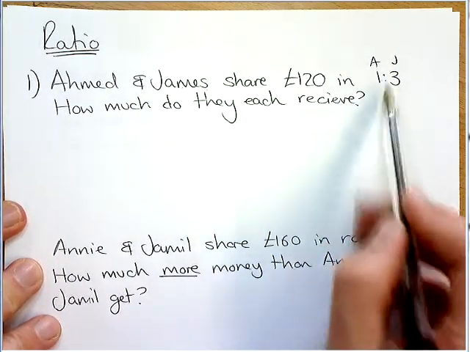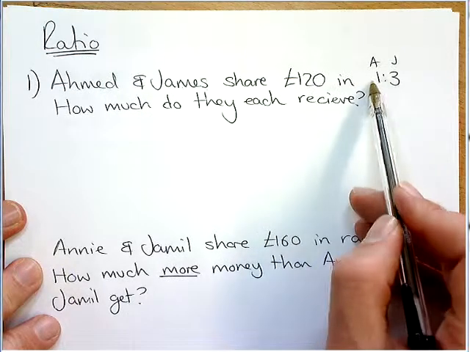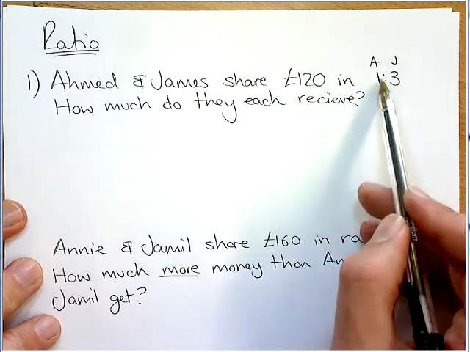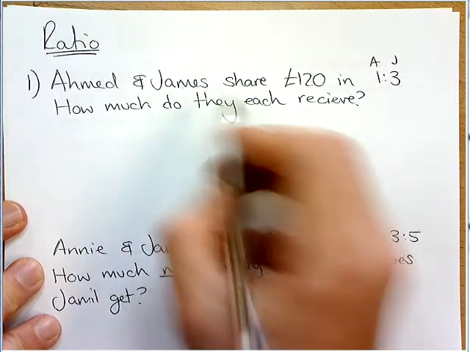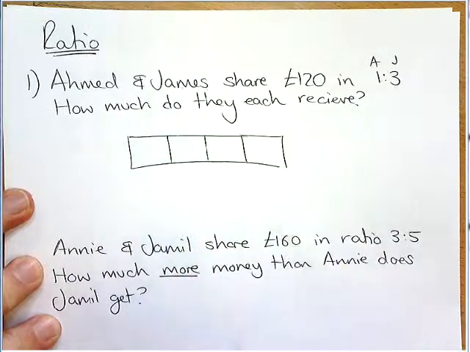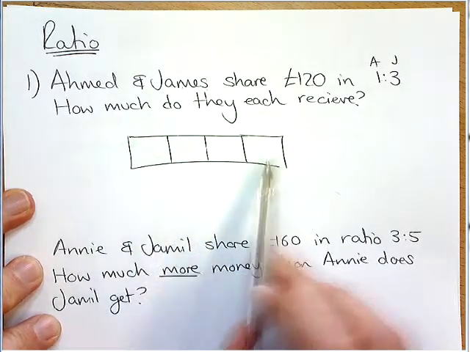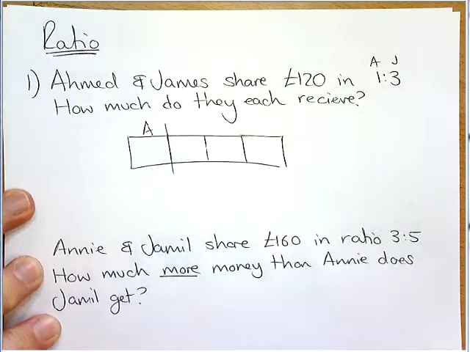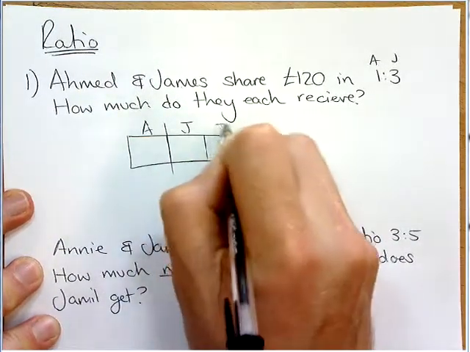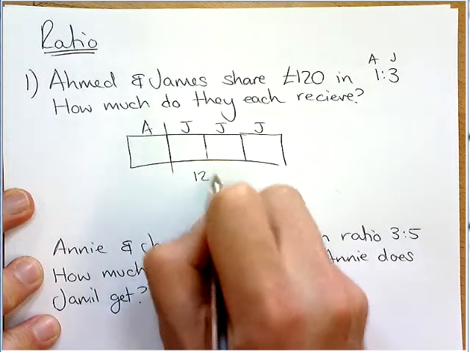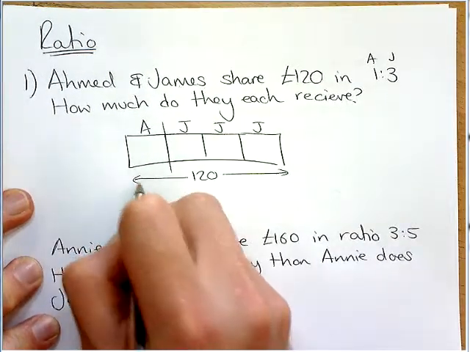So if you say a ratio out loud, you normally say 1 part to 3 parts. Anything you have in real life, it often has the word part in there. So what we've actually got is 1, 2, 3, 4 parts. So as a picture, this is represented by Ahmed's bit, and this is James's 3 parts. Now we also know that this is worth 120.